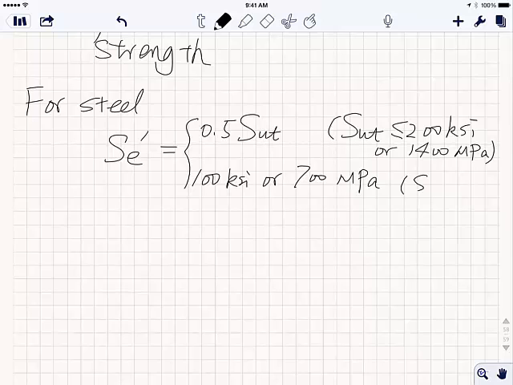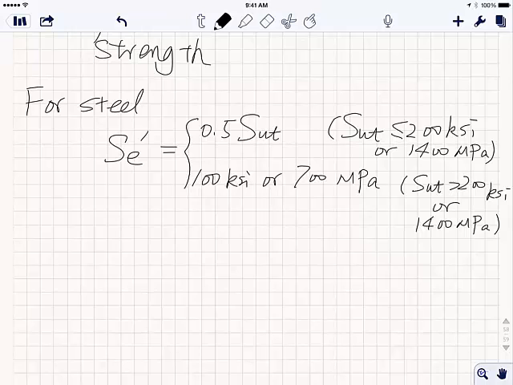All right, so the condition over here is if you have static tensile strength less than 200 KSI, or in other words 1400 megapascal, then your dynamic limit, which we call endurance limit, equals 50% of the static strength. Otherwise, if it's higher than that, then we just take 100 KSI or 700 megapascal, depending on what unit you're using. So this gives us a quick estimation of your dynamic loading strength, or in other words, dynamic loading limitation.